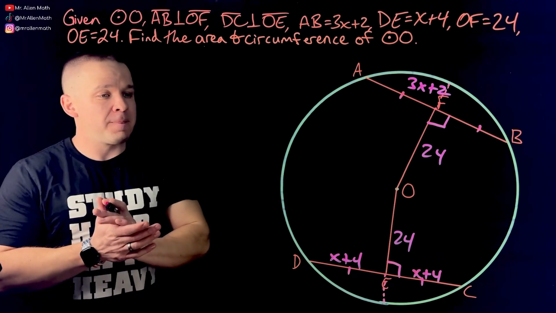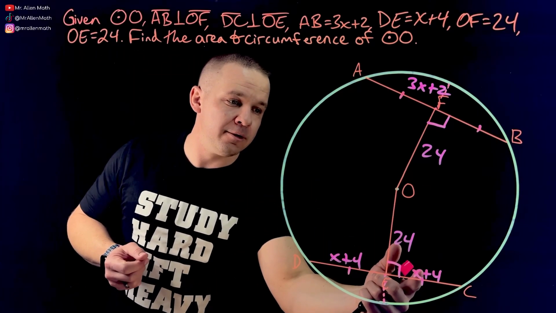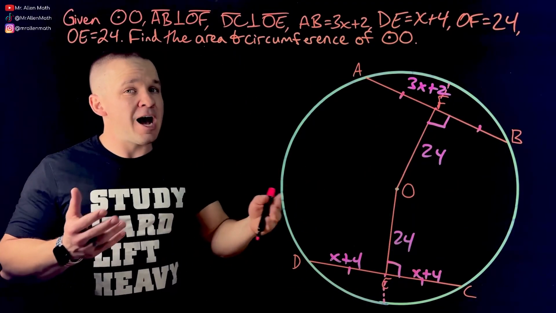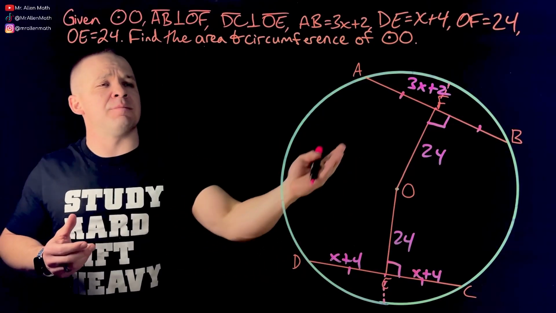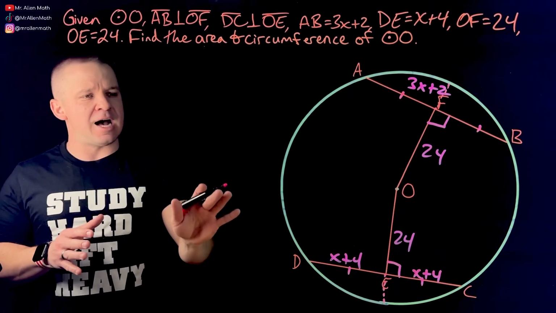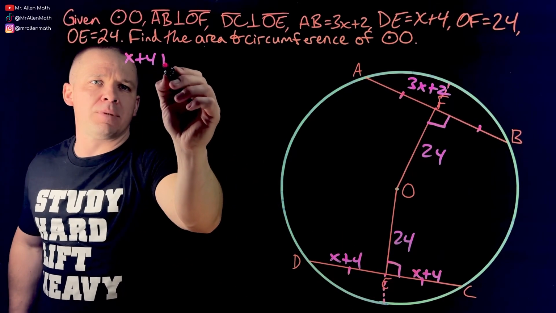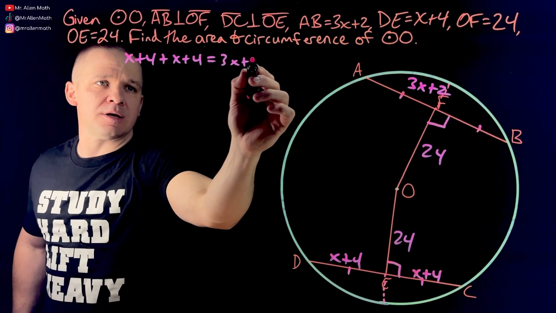So how about this? I can do x plus 4 plus x plus 4. That's going to equal 3x plus 2, right? I could also cut this one in half and set it equal to x plus 4, but then I'm dealing with a fraction with the 3x. If these were even numbers, I would do that, but it's not, so I'm just going to add those two together. So let's set that up: x plus 4 plus x plus 4 equals 3x plus 2.